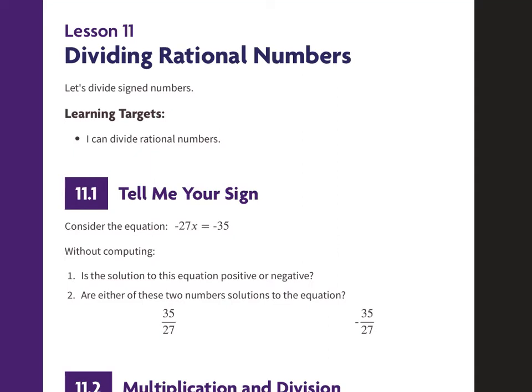We are going to be on page 101, dividing rational numbers. Let's divide signed numbers. So the I can statement is I can divide rational numbers. Pretty simple today. So tell me your sign. Consider the equation negative 27x equals negative 35.